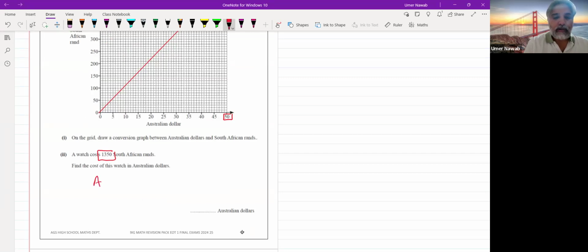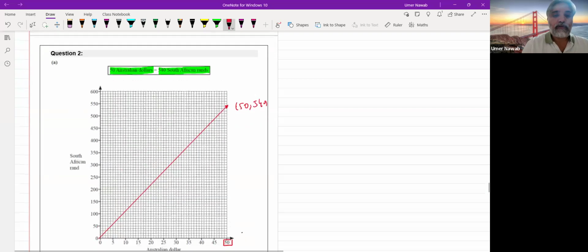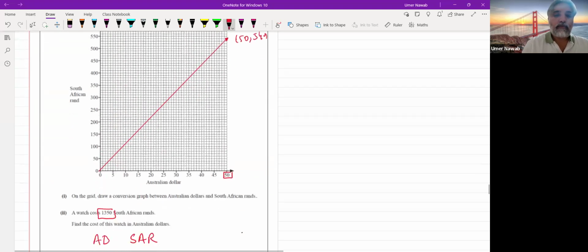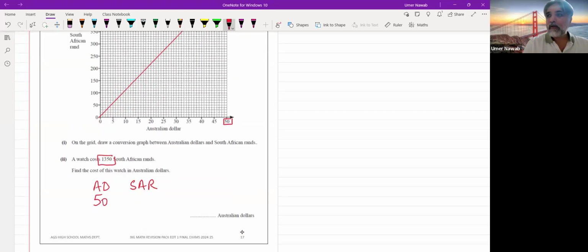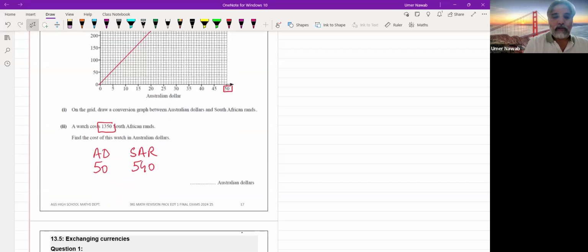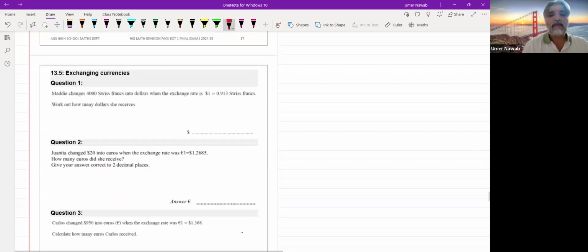I have Australian dollars and I have South African rands. 50 Australian dollars are giving us 540 South African rands. 1350 and X for Australian dollars. Do the cross multiplication. 50 multiplied by 1350 divided by 540. That gives us the final answer as 125.